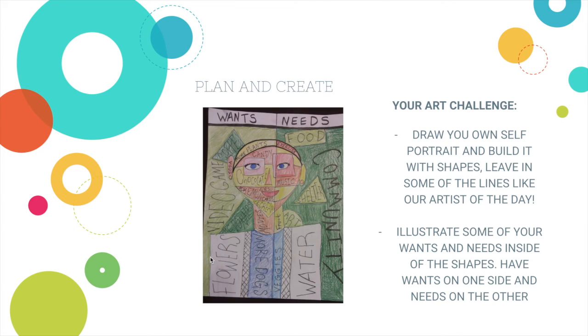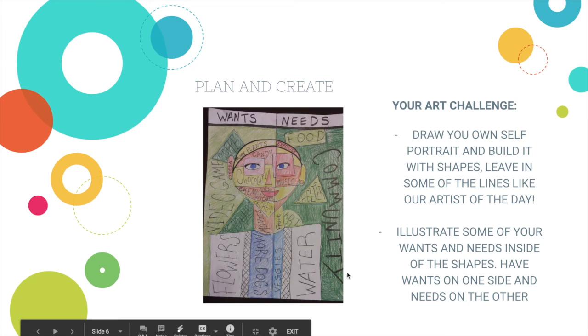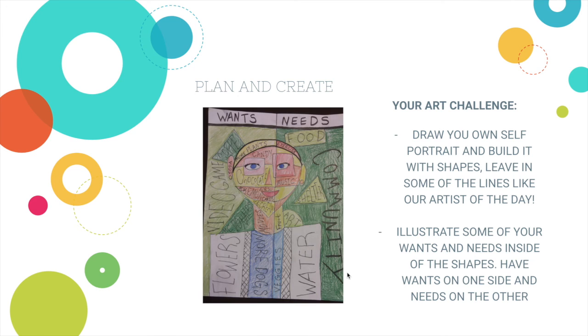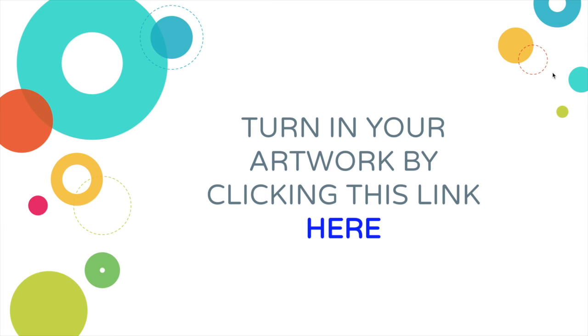On one side of your paper, I would like you to write or draw some of the wants you brainstormed before. On the other side of your paper, I would like you to write or draw some of the needs that you brainstormed, so that if a person looked at your artwork, they would know it's you, and they would know what you want, and they would know what you need. Be sure to turn in your artwork by clicking this link below.